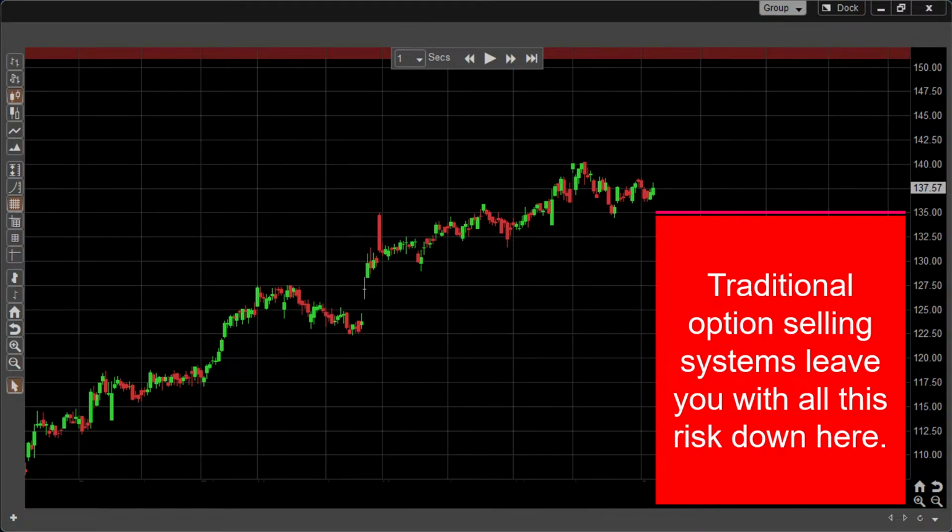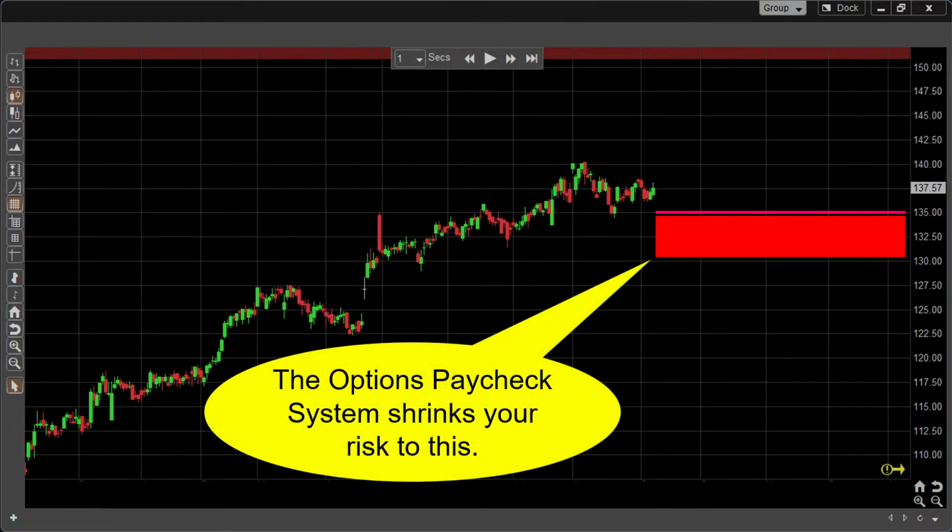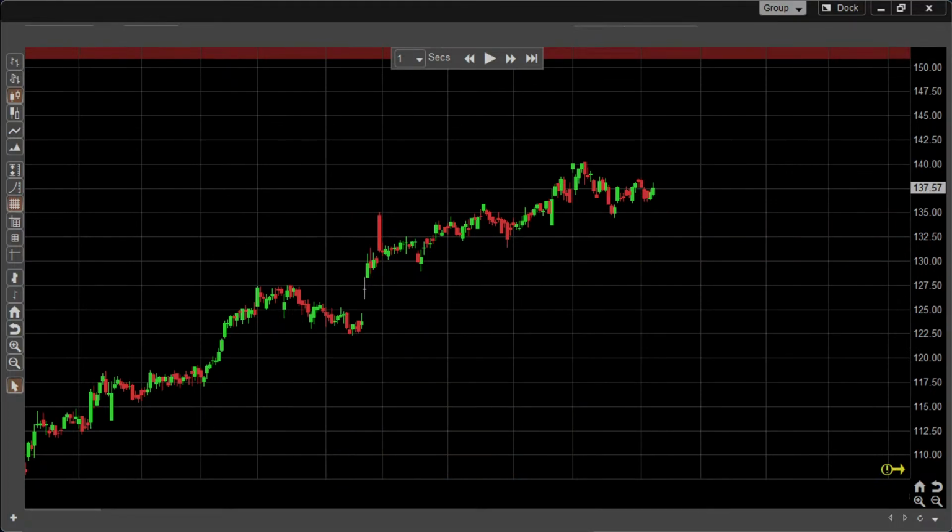Traditional option selling systems leave you with all of this risk down here. But the options paycheck system is going to shrink your risk to this. So let me show you how this works. This is a graph of a typical stock we'd be bullish on. It's a beautiful graph, so it's understandable to be bullish on a stock that looks like this. Now, traditionally, people would buy the stock right here, right? The stock price. They may even buy a call and use that as their strike price.